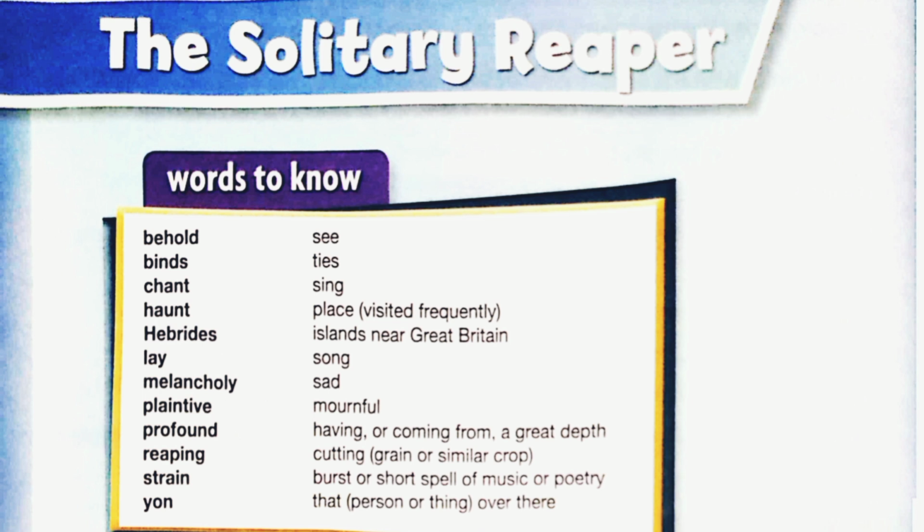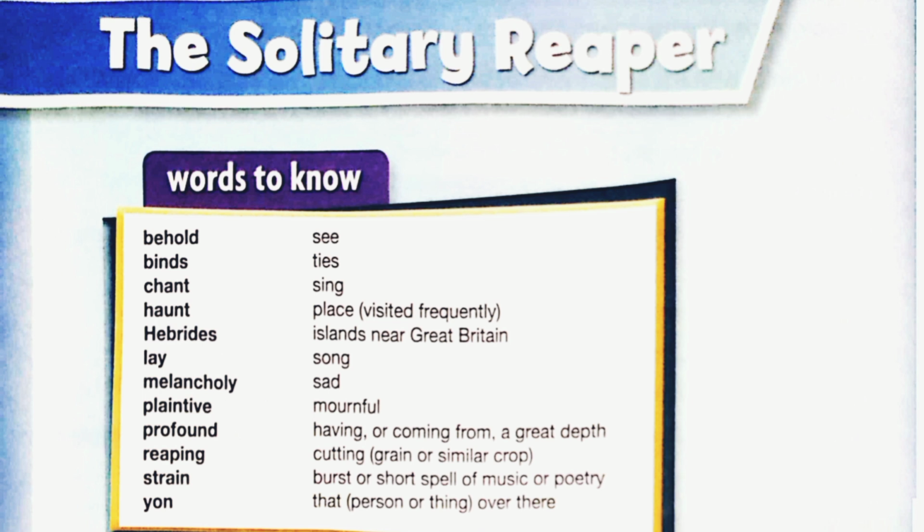Next word is Hebrides. Hebrides basically means an island near Great Britain, or you can say there is an island near Britain that is known as Hebrides. Next is lay. Lay means a song. Next word is melancholy. Melancholy basically means a sad song. Next word is plaintive. Plaintive means mournful. Mournful basically means a sad song which is basically sung after the death of someone or whenever it is sung on a sad occasion, that is known as plaintive.